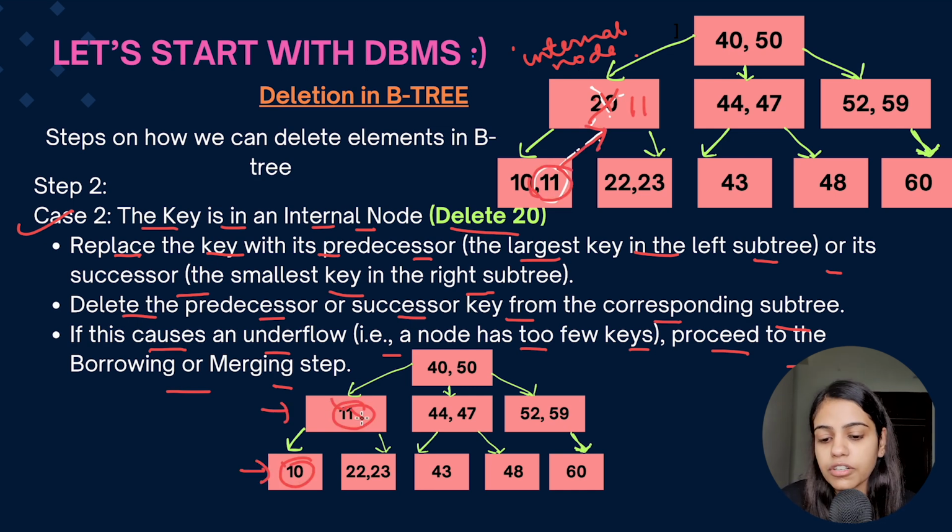Now consider if we have to delete 11, and the minimum number of keys a node can have is only 1. If we delete 11 it will violate that property. So we have to do the borrowing and merging step which we discussed for the leaf node. In the same way it will happen here as well.